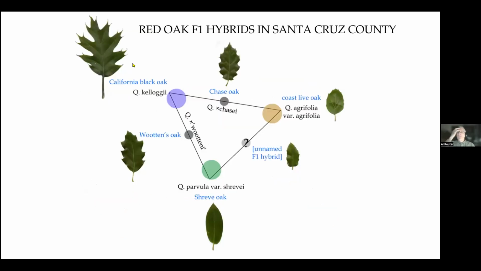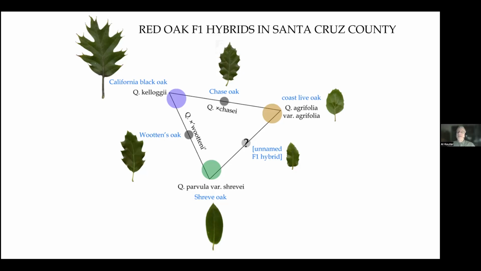So here are the common F1 hybrids in Santa Cruz County. Now, an F1 hybrid is simply a cross between, say, in this case, California black oak and coast live oak. And the first generation, F1, is going to be a Chase oak. And it looks sort of halfway in between. Yeah, it's got lobes, but they're not as deep. It's deeper than that. And interestingly, because it's a cross between an evergreen oak and a deciduous oak, it cannot make up its mind whether to lose its leaves during the winter.